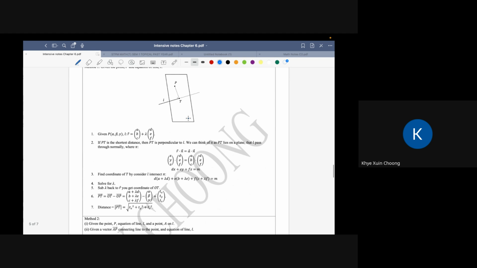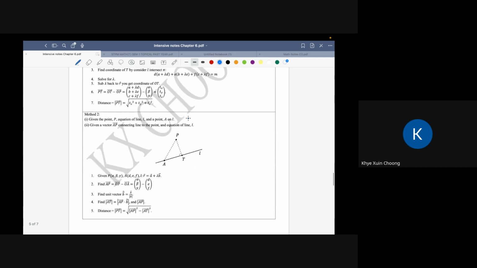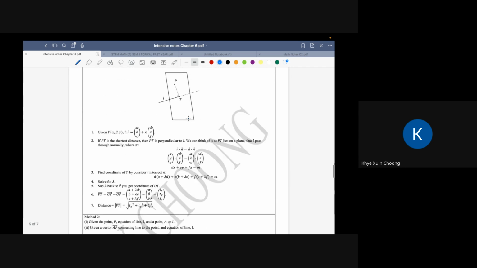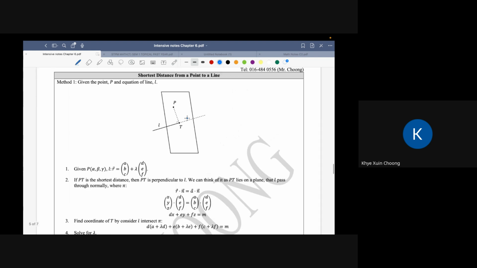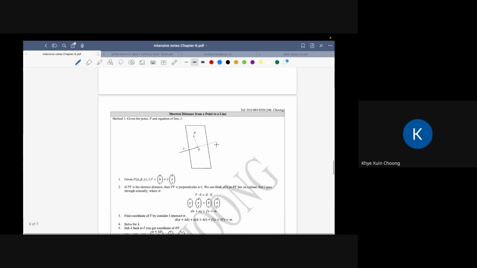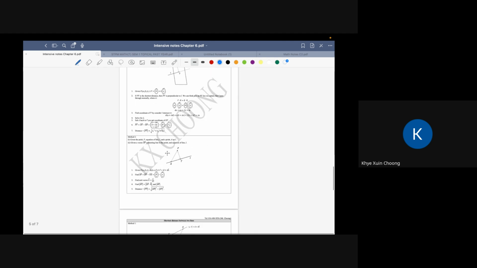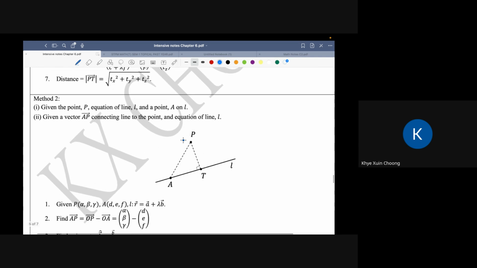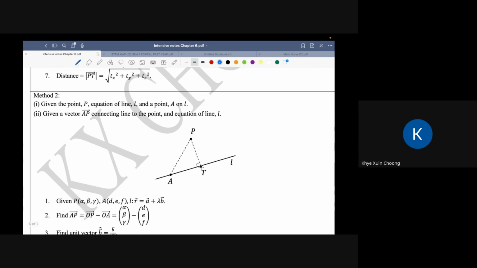Then how about the shortest distance from a point to a line? There are also two methods. The first method is given a point and a line. The second method is, let's say we are given the point and the line and also another point on the line. If we have another point on the line, let's say A, and the point P, we have to find P to T, then you can find AP first. You use AP to find PT, similar to just now how we did for the plane.